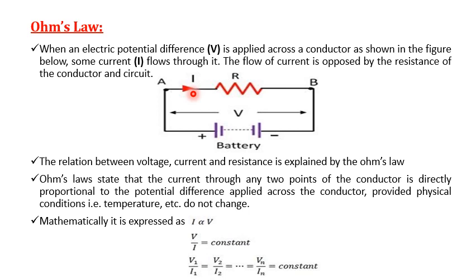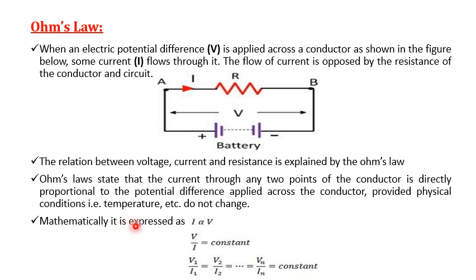According to Ohm's law, the current flowing through the conductor is directly proportional to the potential difference applied across the conductor, provided the temperature is maintained constant. This is the statement of Ohm's law. The current flowing through the conductor is directly proportional to the potential difference applied across the conductor, provided the temperature is maintained constant.